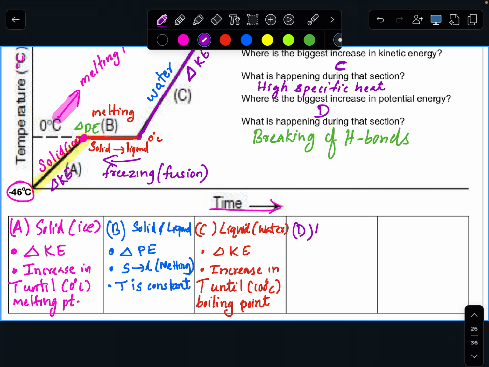Line D is actually containing two substances. What are they? Liquid water, I'll write water and steam. Water and gas, which is steam. Okay, so there is potential energy changing because of what? There is a phase change from what to what? Liquid to gas, which is called vaporization or boiling. And what is constant there? Temperature is constant.